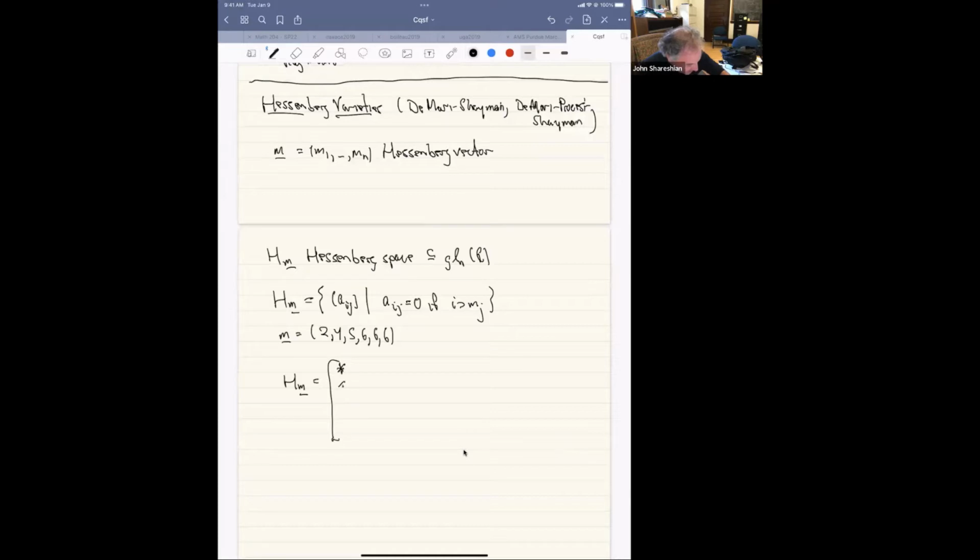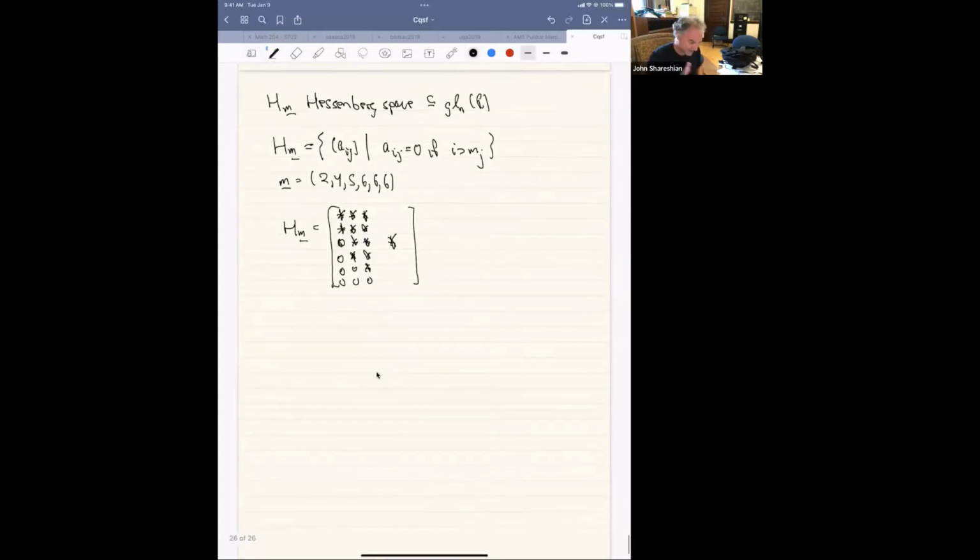Well, I'm allowed anything I want in the first column down to the second row, and then I must have 4 zeros. In the second column, I'm allowed anything I want down to the fourth row, then 0, 0. In the third column, I'm allowed anything I want down to the fifth row. And then in the last 3 columns, I'm allowed anything I want. So this is a Hessenberg space. It's very clearly a vector subspace of the space of all n by n matrices, and this is just the definition we're going to take for a Hessenberg space.